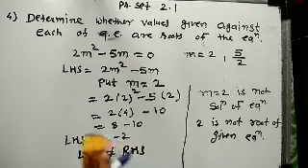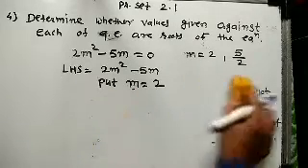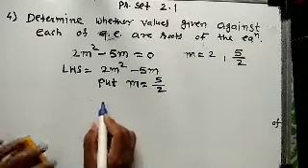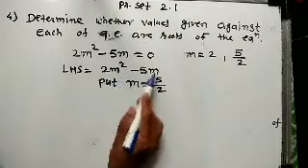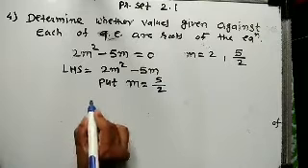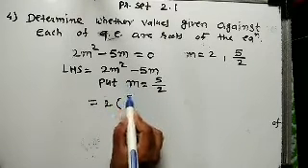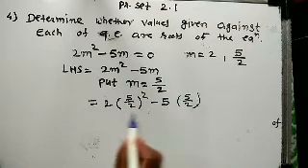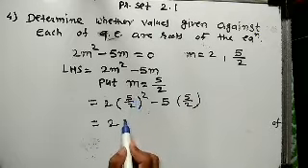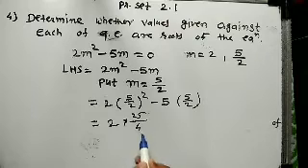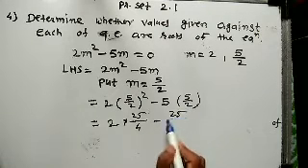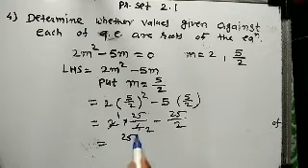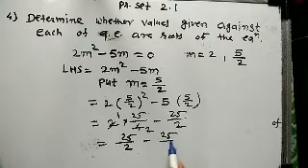Similarly, put 5/2. Therefore, the same equation is there, but the value of m is 5/2. Then the LHS 2m² − 5m, put m equal to 5/2. 2 as it is, instead of m write down (5/2)² − 5 and here 5/2. 2 as it is, square of 5 is 25, square of 2 is 4, minus 5 into 5 is 25, 2 as it is, 2 ones are 2, 2 twos are 4, that is 25/2 − 25/2.